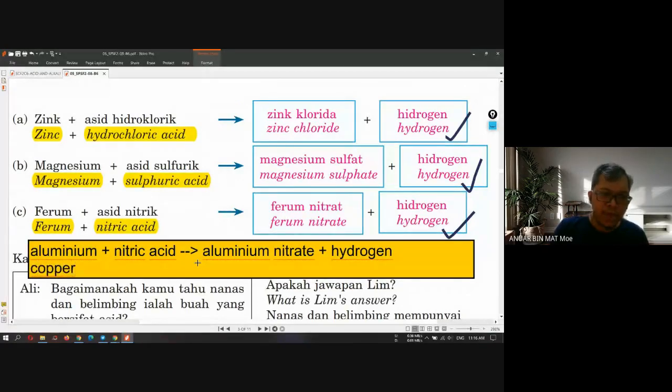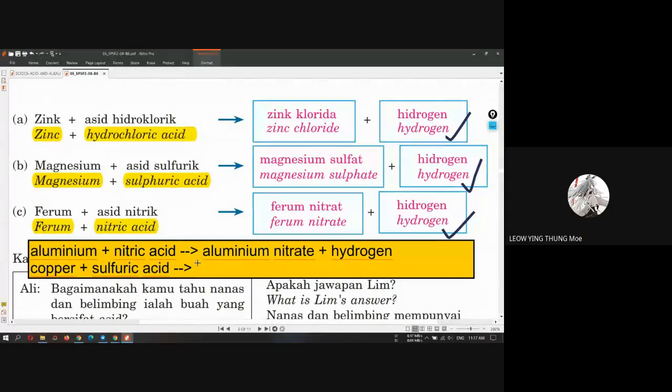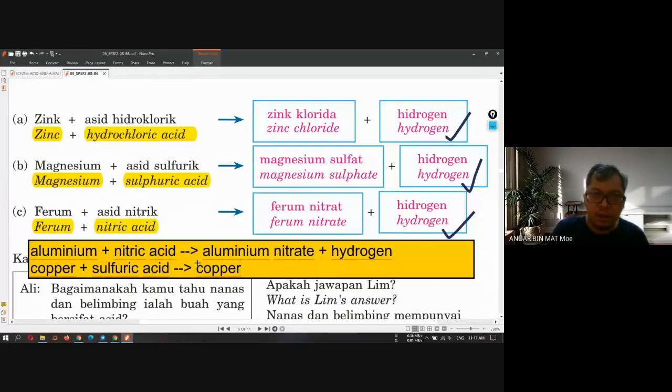Another example. If I use copper and then I put in sulfuric acid, it will become what? Copper sulfate, plus what? Hydrogen. Okay. Any reaction, when you put metal inside any acid, the gas produced is hydrogen.